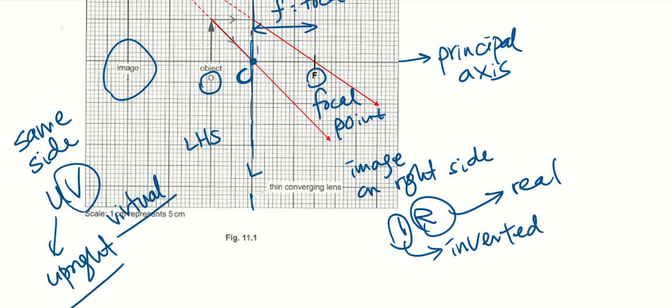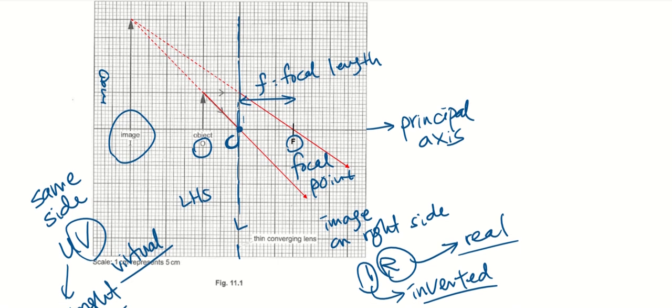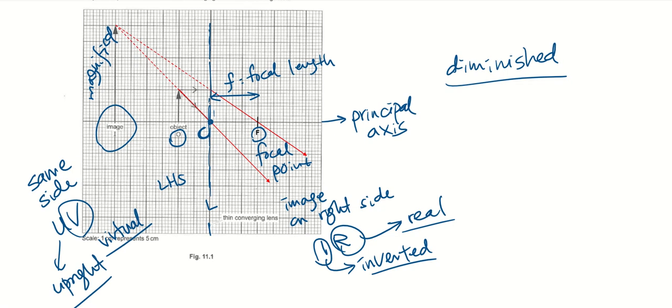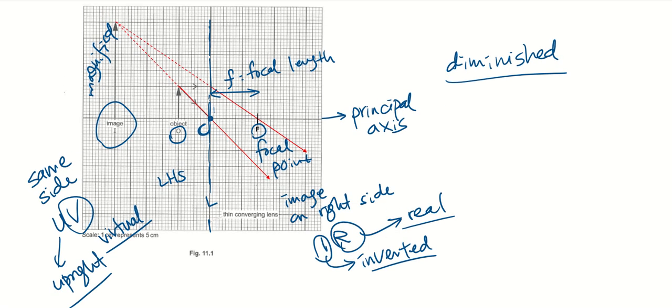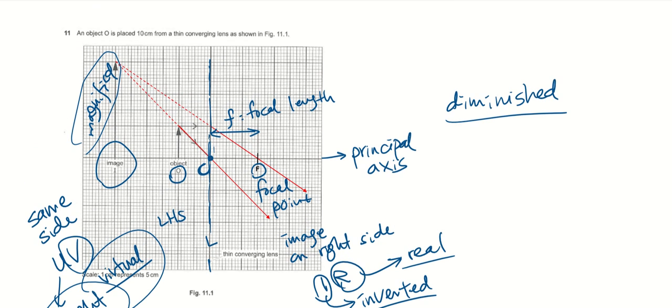So besides upright, virtual, and inverted, real, another thing that they like to ask is whether it is bigger or smaller. So is it magnified? In this case, you see that it is larger, so it's magnified. What if it's smaller? Smaller is called diminished. Don't say things like smaller, tinier, okay? Magnified or diminished. So we see that the object is on the left hand side, the image is also on the left hand side, therefore the image must be upright and virtual, and we see from the size drawn, it is magnified. Okay, so draw the two light rays. I'm not sure how much they will ask, right?